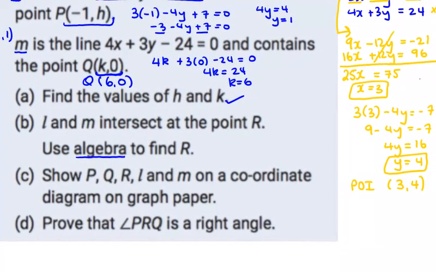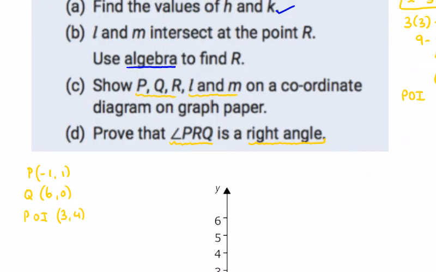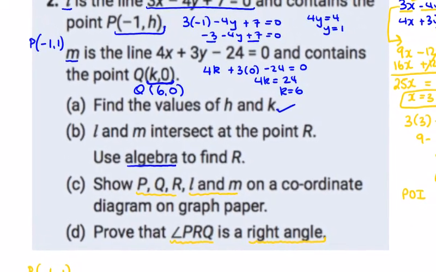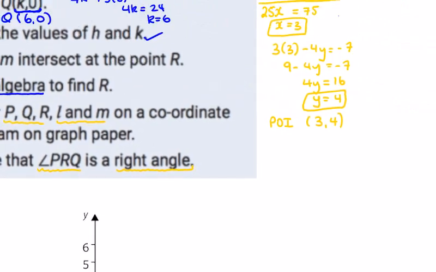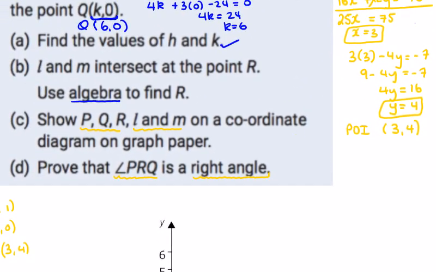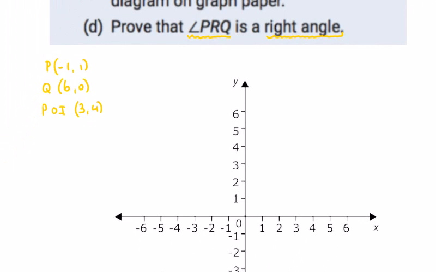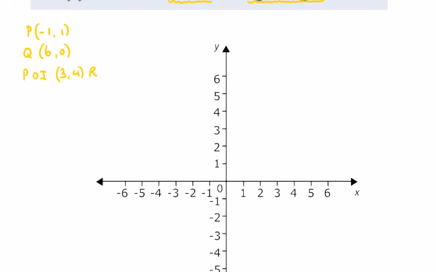Then we're asked to show these points and L and M on a coordinate diagram on graph paper, and then prove that this angle is a right angle. So let's take our time drawing it. So if we take our values P, Q, and we have the point of intersection, did they give that a letter? They did. R. So we've P, Q, and R. So let's put them on the diagram. Minus 1, 1, minus 1 on x, 1 on y is P. Q is 6, 0. And R is 3, 4.